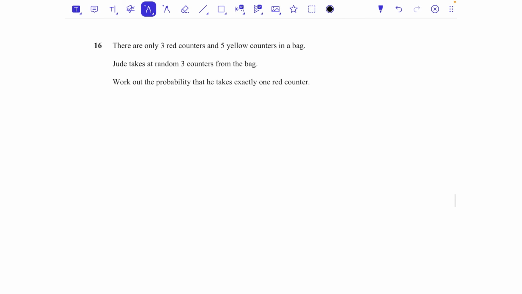Question number 16. There are only 3 red counters and 5 yellow counters in a bag. Jude takes at random 3 counters from the bag.